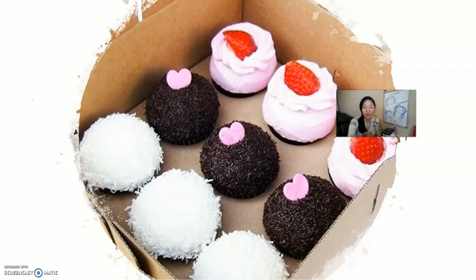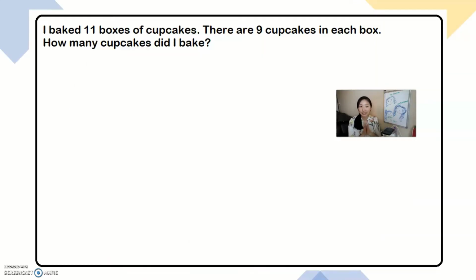But what I did do is talk about that I baked 11 boxes of cupcakes. There are 9 cupcakes in each box. How many cupcakes did I bake? So now you're trying to find out how many cupcakes I baked in all.